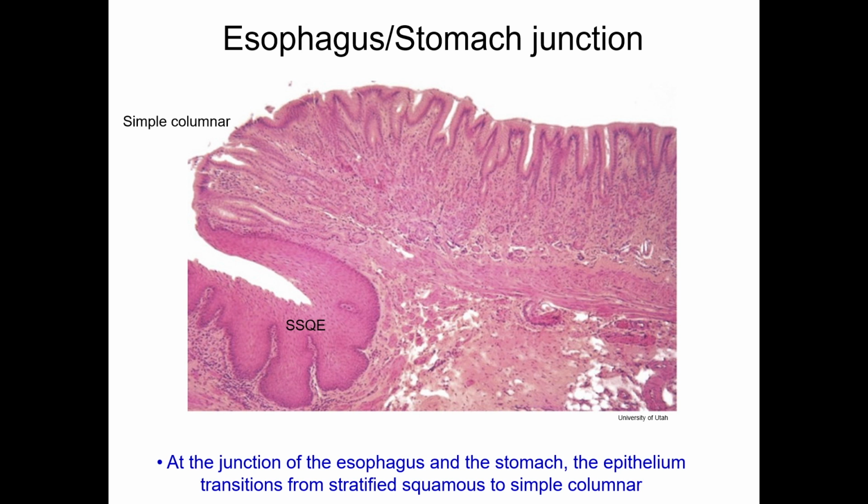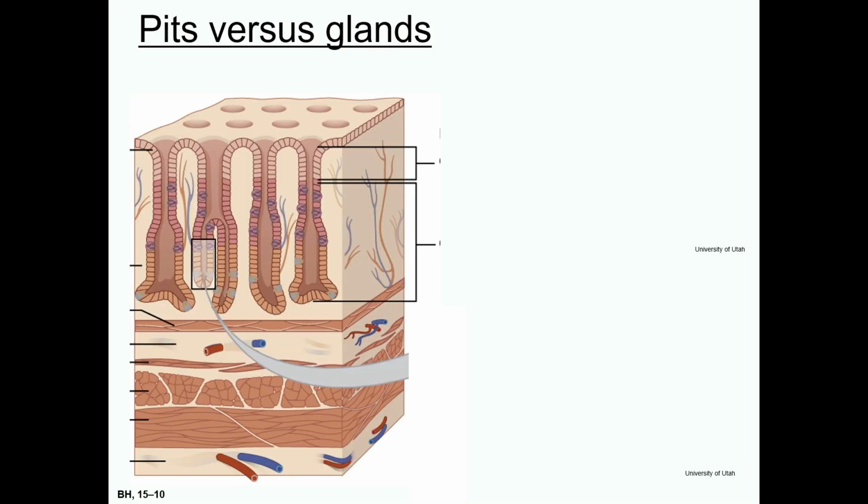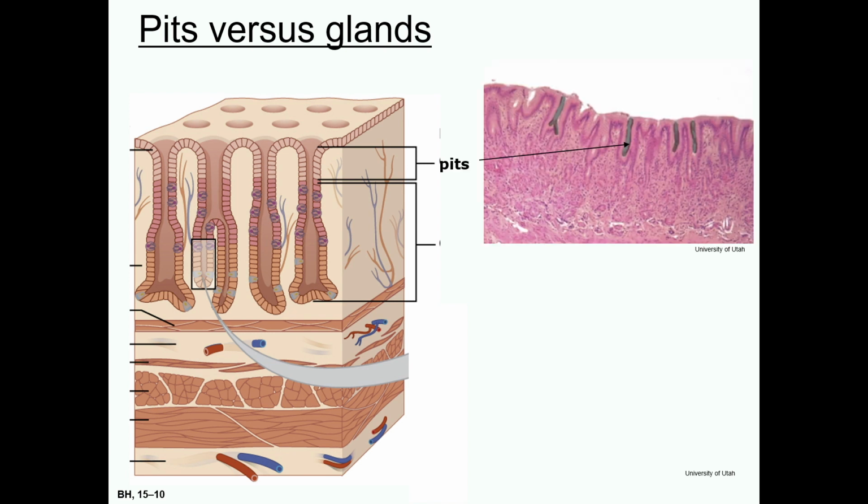Changing abruptly at the esophageal-gastric junction, the mucosal surface of the stomach is now a simple columnar epithelium, and this epithelium now makes invaginations deeply into the lamina propria. The invaginations form millions of gastric pits, each of which opens to the stomach lumen as seen here in this cartoon and H&E stained section.